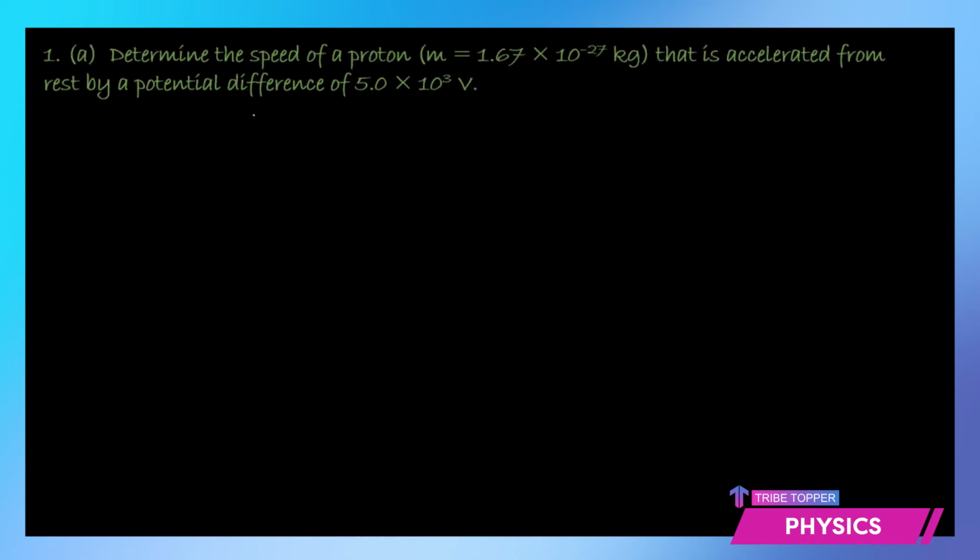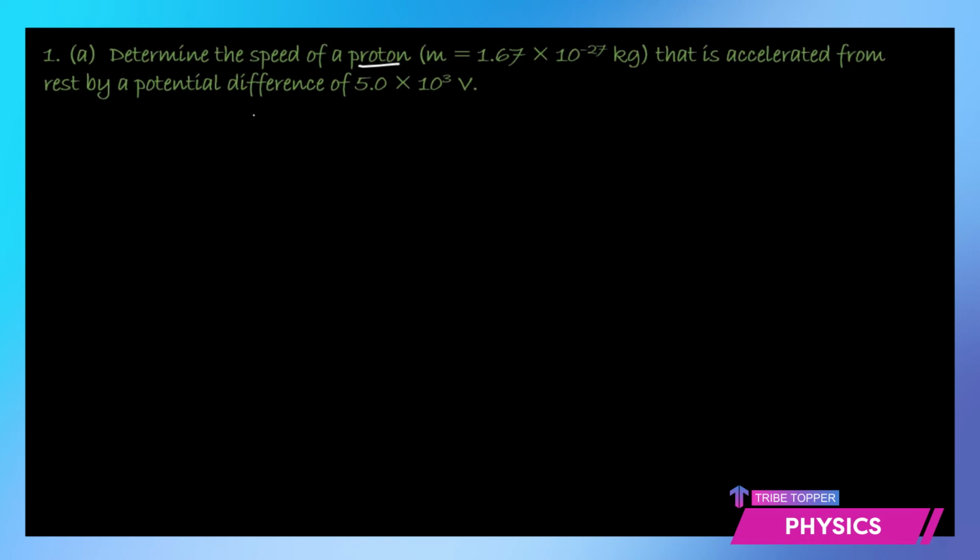Here we have a question which says: determine the speed of a proton whose mass is 1.67 times 10 to the power negative 27 kilograms that is accelerated from rest by a potential difference of 5 times 10 to the power 3 volt.